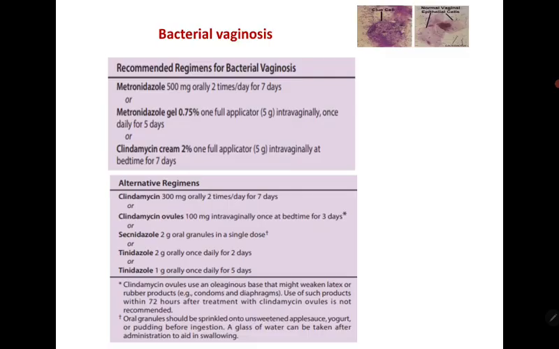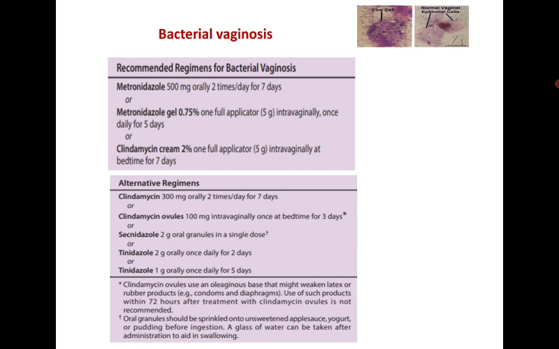The recommended treatment for bacterial vaginosis: you can give metronidazole 500 mg orally 2 times daily for 7 days, or you can give metronidazole gel 0.75% one full applicator, 5 gram, intravaginally once daily for 5 days, or you can give clindamycin 2% one full applicator of 5 gram intravaginally at bedtime for 7 days.